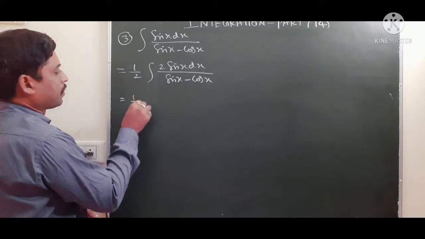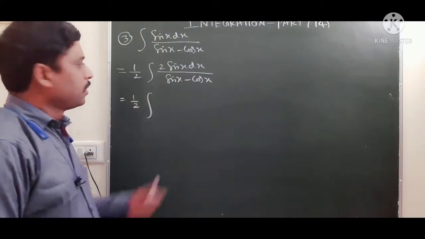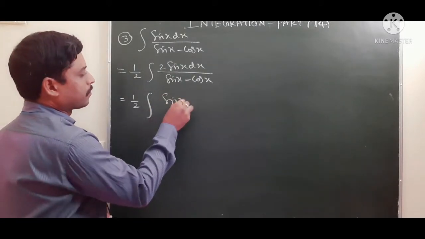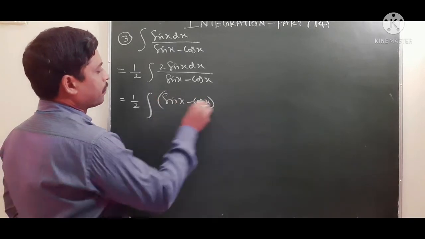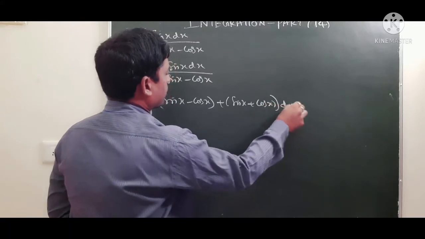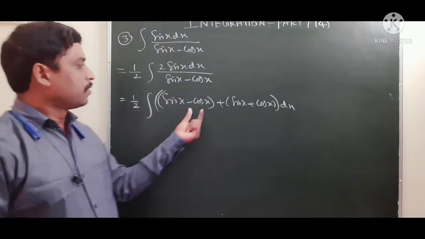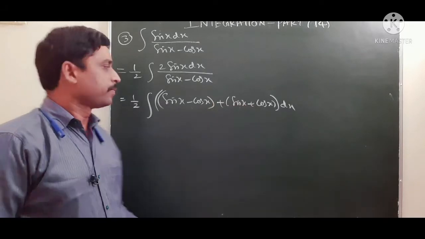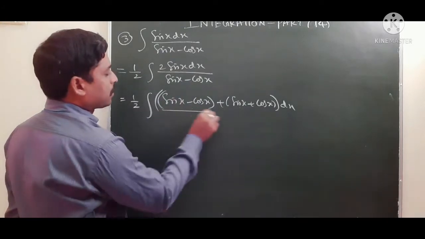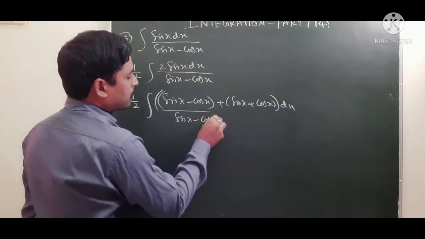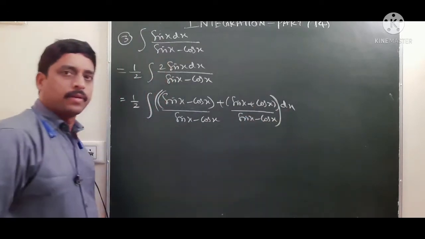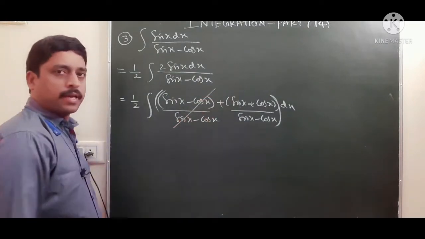This is 1 by 2 times of 2 sin x. In the numerator, 2 sin x can be written as sin x minus cos x plus sin x plus cos x. This means we are adding and subtracting cos x; 2 sin x is sin x plus sin x. So what is the denominator? Sin x minus cos x. So by sin x minus cos x, by sin x minus cos x. Okay, now sin x minus cos x gets cancelled.